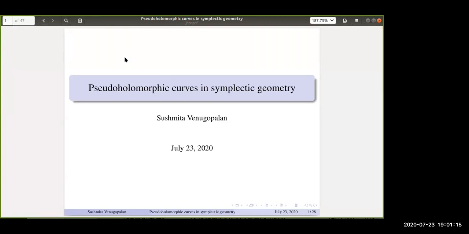Okay, so this talk is going to be fairly elementary, and it doesn't assume that you've seen a lot of symplectic geometry before. Pseudoholomorphic curves are a big topic of research in symplectic geometry. In fact, they are important tools. And in this talk, in very broad strokes, I want to show you why these are useful objects in studying symplectic manifolds.